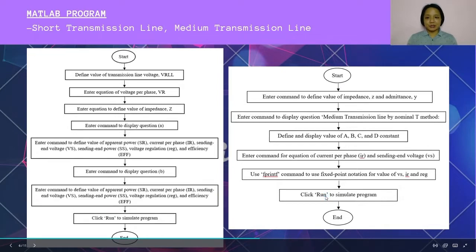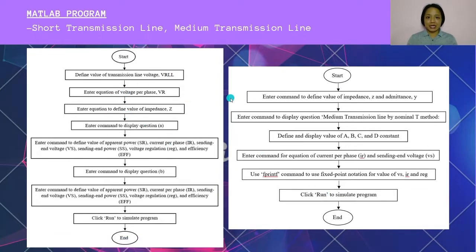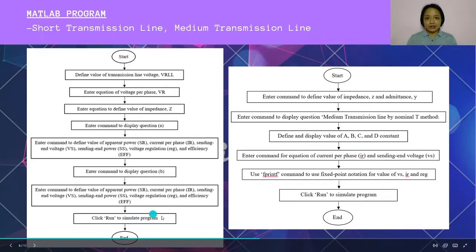Next is the MATLAB program. This one is for the short transmission line and this one is for the medium transmission line. To start off, we open MATLAB and then use a new editor page for each of the programs. And then the steps are quite similar. Firstly, we define the values and then we enter the commands for the equations. And then we can enter the command to display the answers. And finally, after we are done with the programs, we can just click run to simulate the program and then our output will appear.